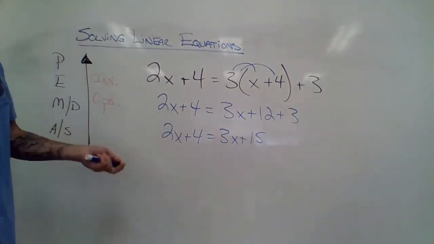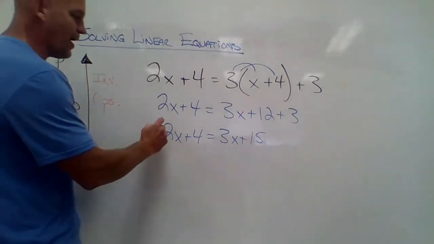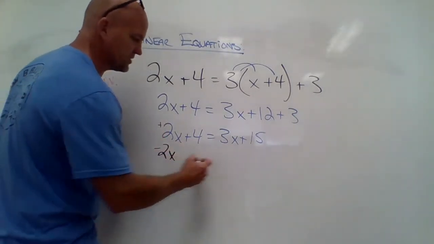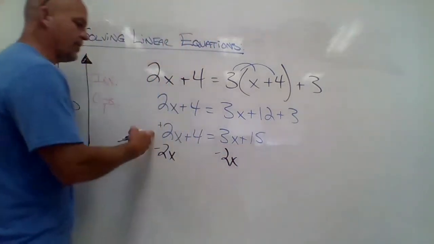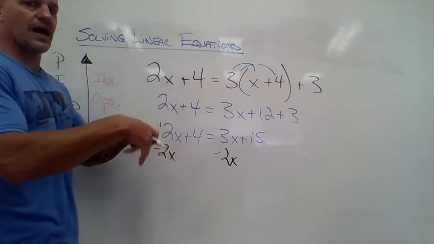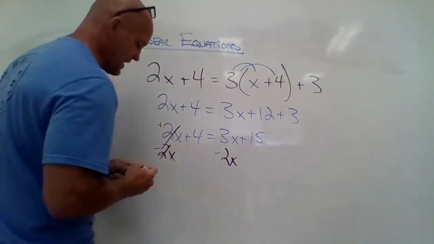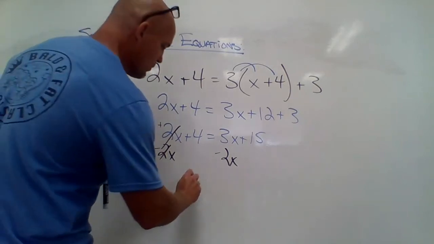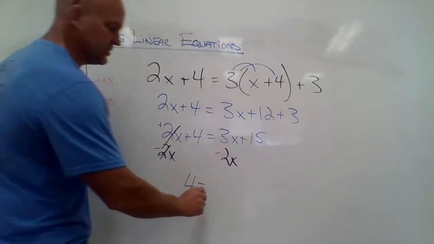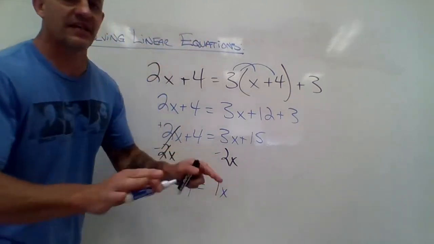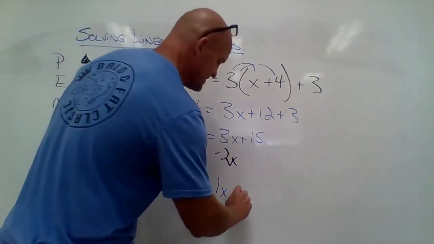Well, how do I make him disappear? Well, he is a positive 2x, so I'm going to subtract 2x from both sides. Because after all, positive 2x minus 2x, voila, gone. So that gives me 4 equals 3x minus 2x is 1x, or just x. I'm going to put the 1 there, but it is not necessary.